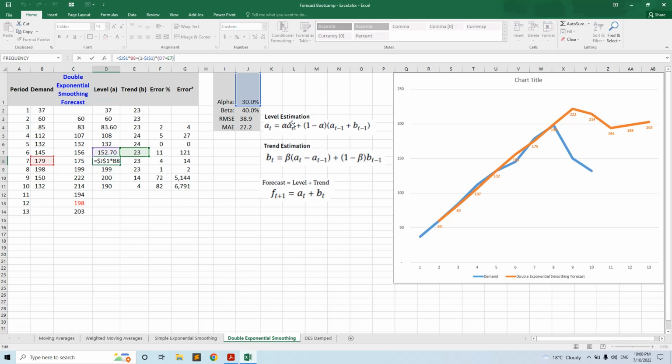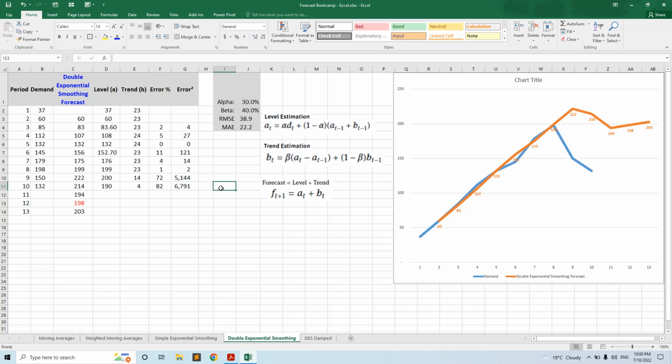The level is alpha multiplied by the demand plus 1 minus alpha multiplied by the sum of the previous level and trend. And the formula for the trend is like this, is beta, okay, multiplied by the difference between the current level and the previous level plus 1 minus beta multiplied by the previous trend. So this is a step further.